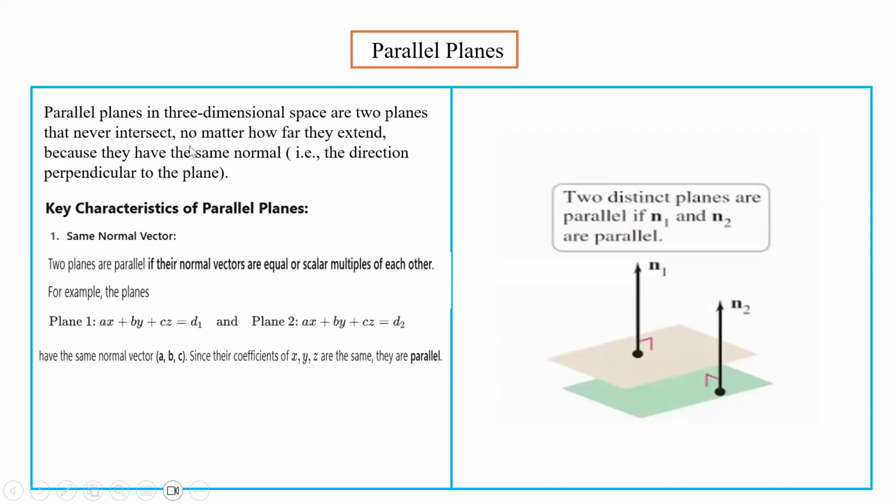So with parallel planes, we're dealing with two planes that never intersect, no matter how far they extend, because they have the same normal, or the direction perpendicular to the plane.